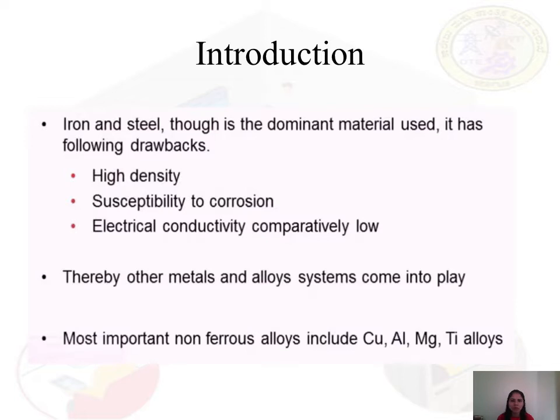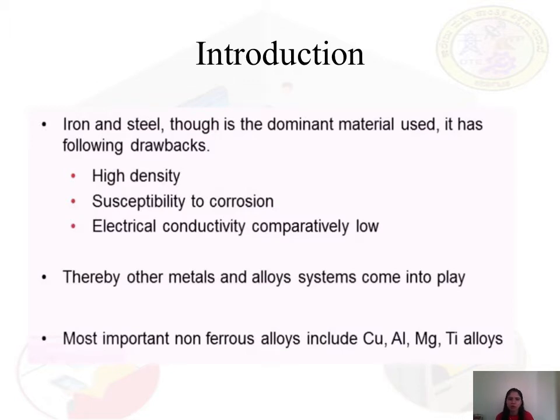So these drawbacks which exist in the iron system or ferrous alloys can be countered by using non-ferrous alloys. There are non-ferrous systems which can counter different problems that exist in the ferrous system as per the requirement. Thereby we choose a particular non-ferrous system if we require better electrical conductivity, or a different system if we require low density. Let us see those kinds of metals which we have.